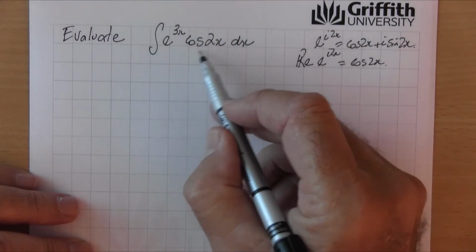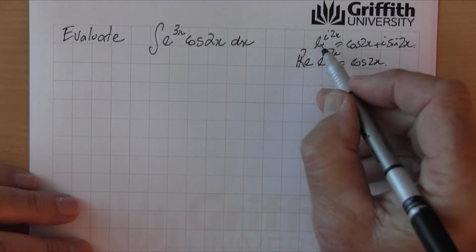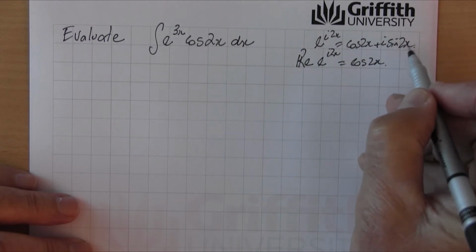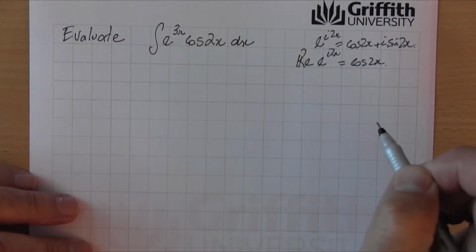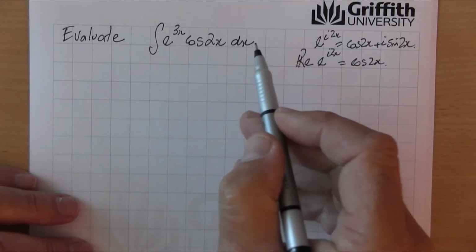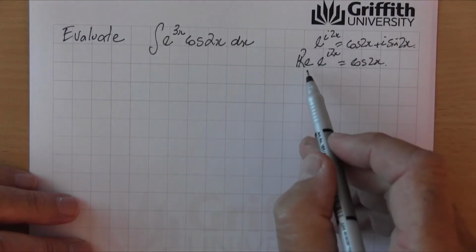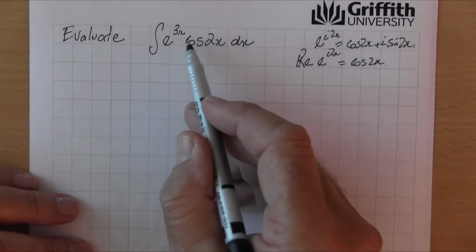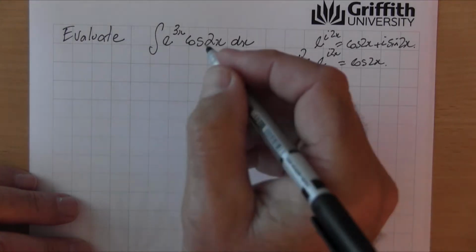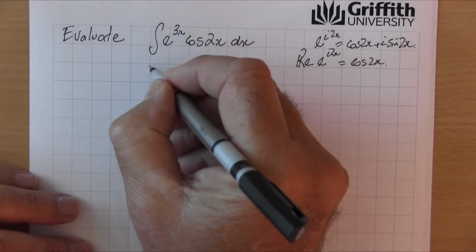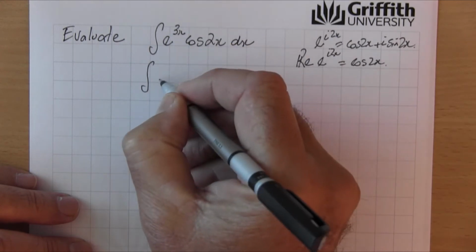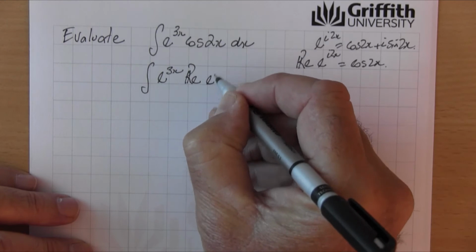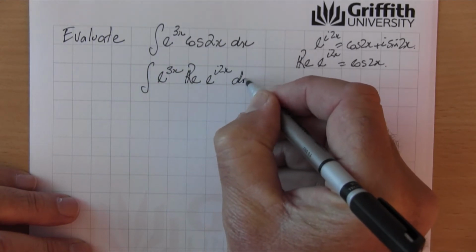If this example had sine 2x, we would use the imaginary part of the right-hand side because the imaginary part is sine 2x. But in this case we've got cos 2x. So we know that the real part of e to the i 2x is equal to cos 2x. So we can make a substitution for cos 2x. So this integral will be exactly the same as the integral of e to the 3x, which does not change, times the real part of e to the i 2x dx.